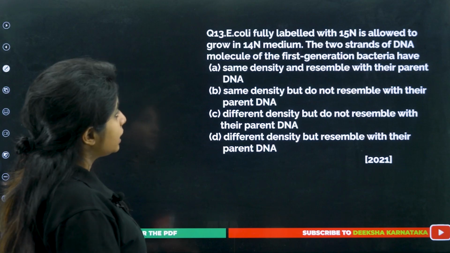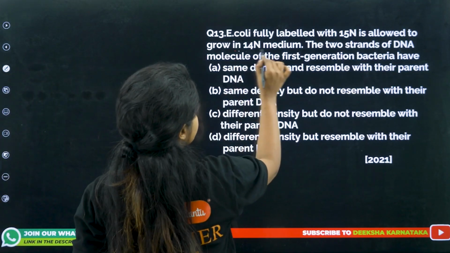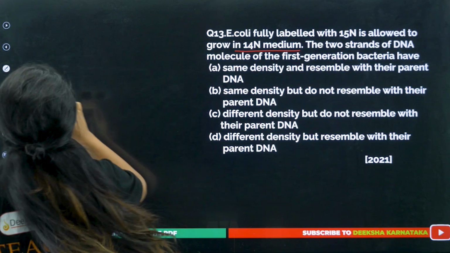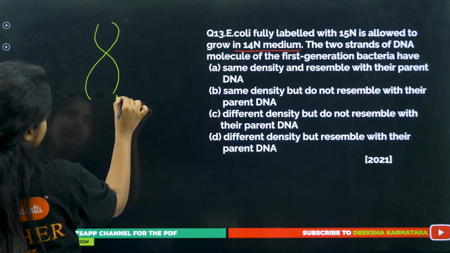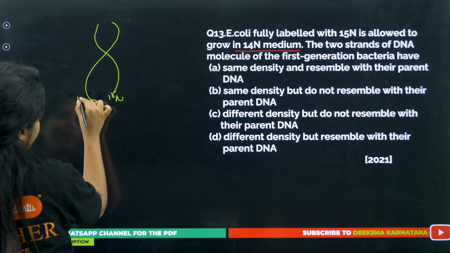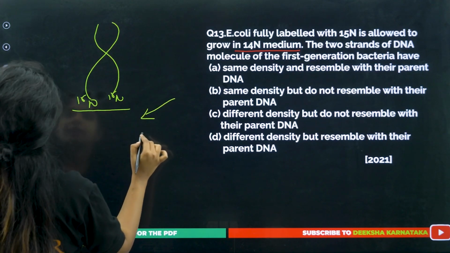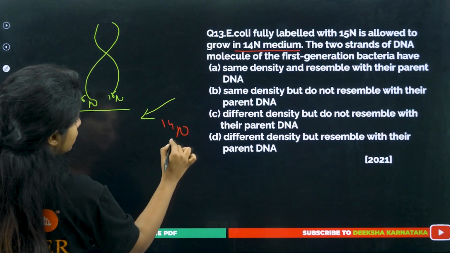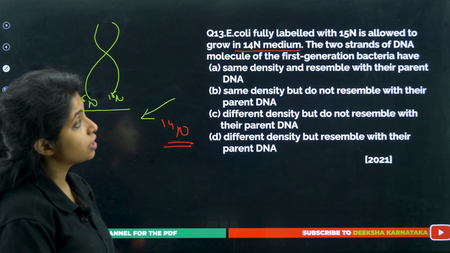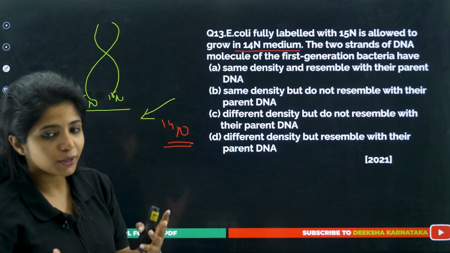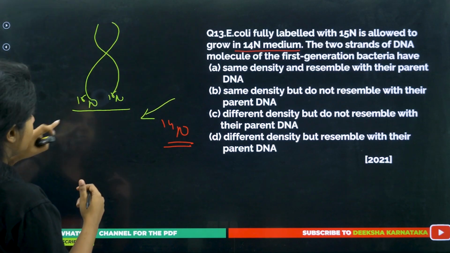E. coli fully labeled with N15 is allowed to grow in N14 medium. Remember, E. coli that has N15 is allowed to grow in a medium that has N14. The 2 strands of the DNA molecule of the first generation bacteria have what? So now the 2 strands which would be forming after one replication, what would that be?